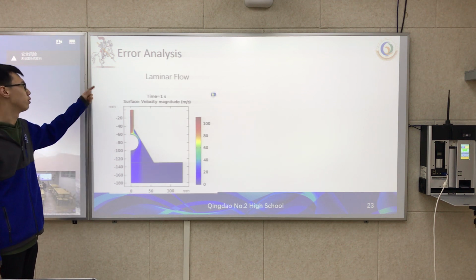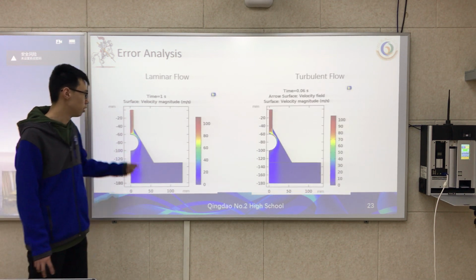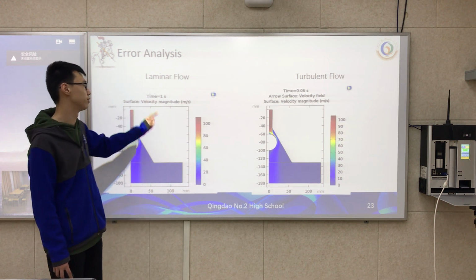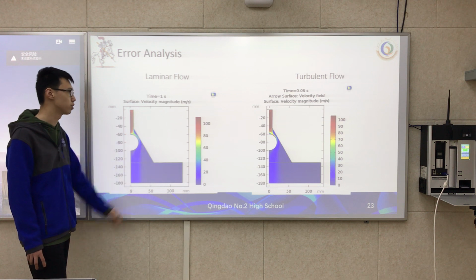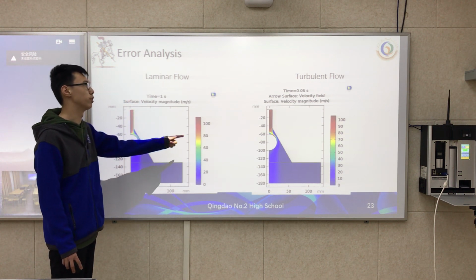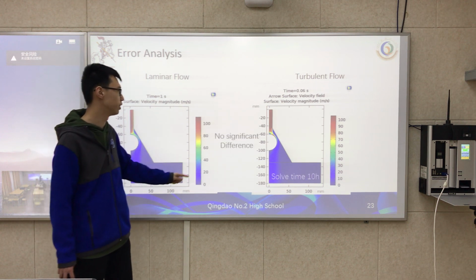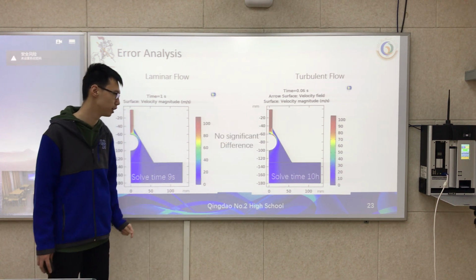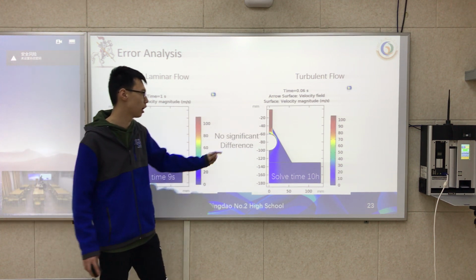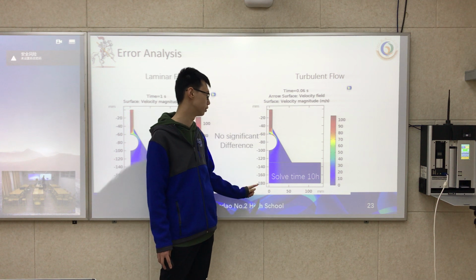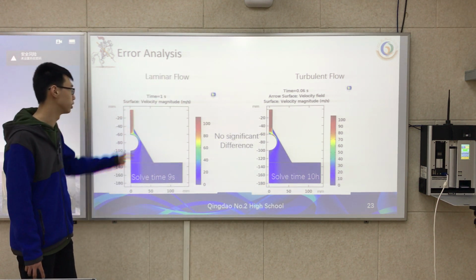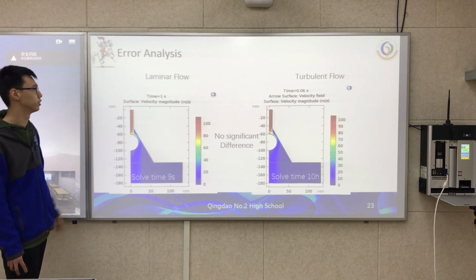But there is still some error in our experiment. First, the airflow in the funnel is actually turbulent flow instead of laminar flow. But we simulate the whole motion with laminar flow physics, so there's a little error. But according to the graph, we found that there's no significant difference between the 2 graphs. The solving time of the laminar flow physics is only 9 seconds, but the time for the turbulent flow is 10 hours. So compared to the solving time, we decided to use laminar flow as our theory.